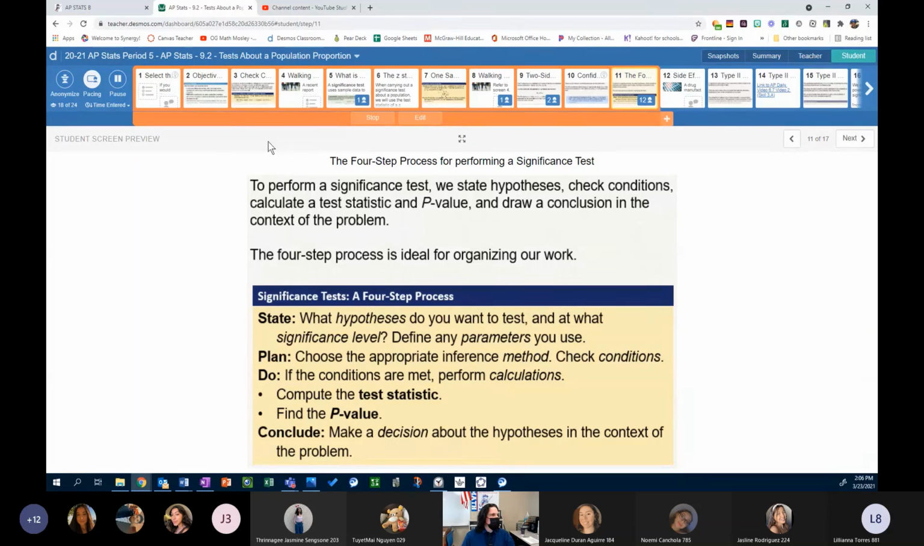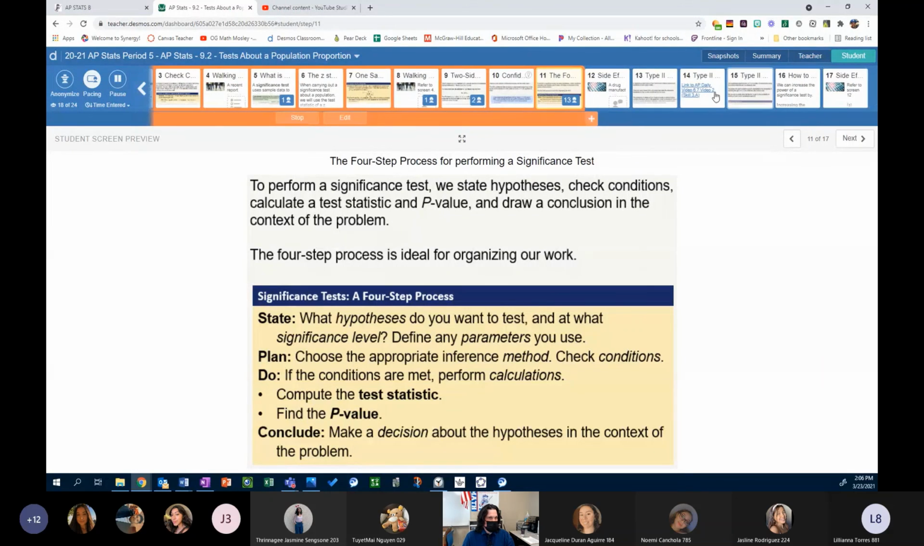So that's where we're going to stop today. There is definitely more to this. There's like 6 more slides I have in here, but we'll get to that as part of the lesson when we come back to school after spring break.